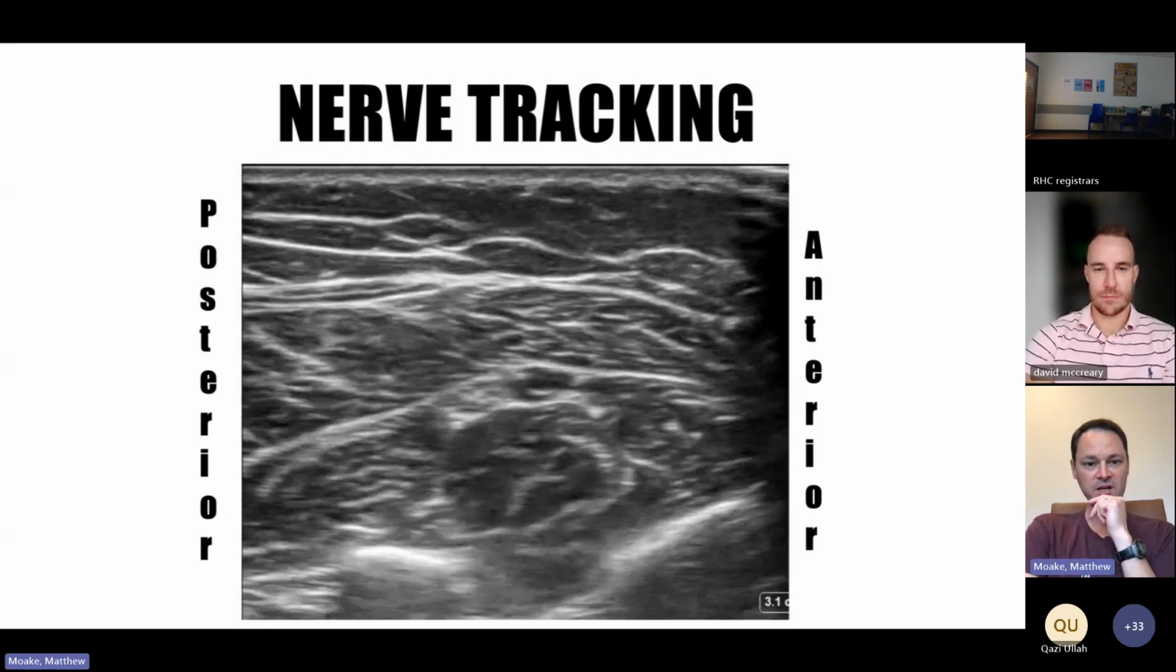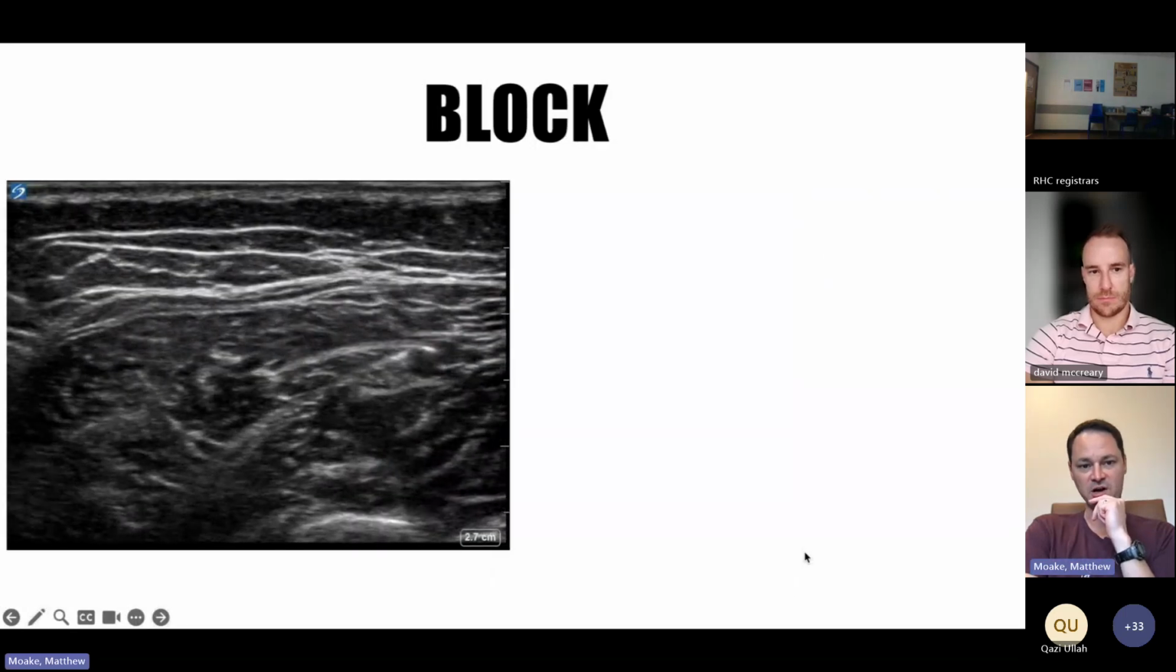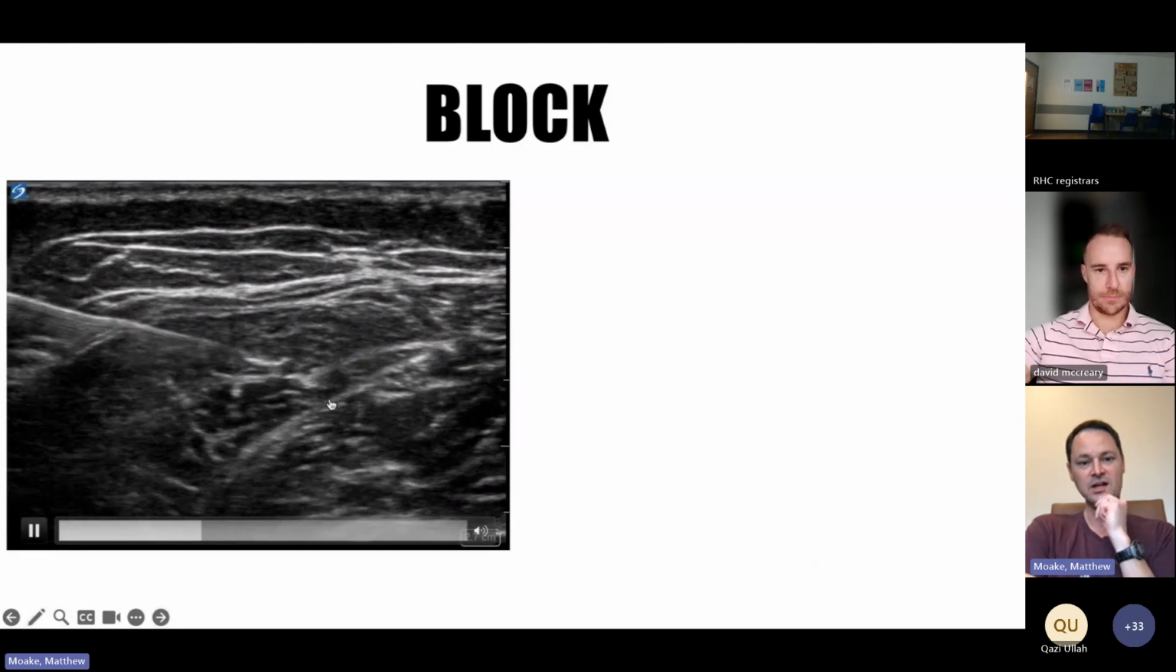So here we have the block coming in, our nerve's there. You can see the pulsation of the artery to help you know where that neurovascular bundle is. Again, needle coming in. There's this potential space of this fascial plane here. So really, you're going to punch through this and go just past it and inject through, guiding the needle to it.